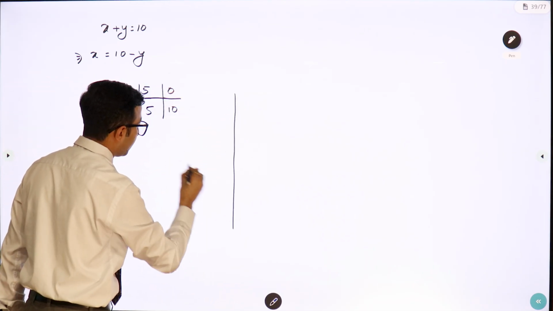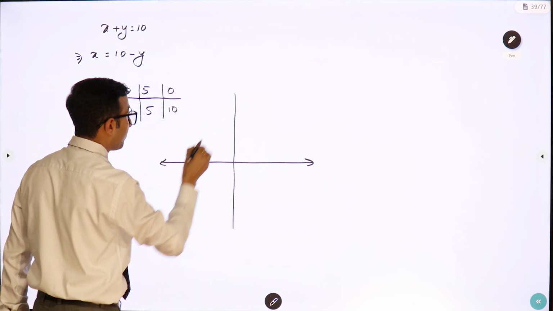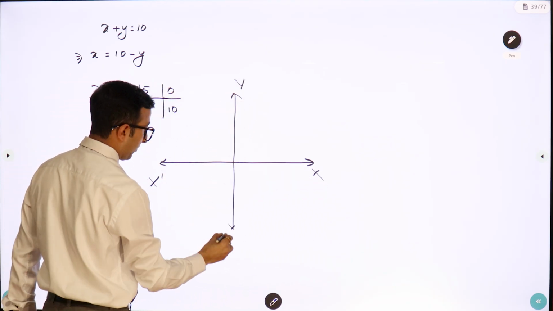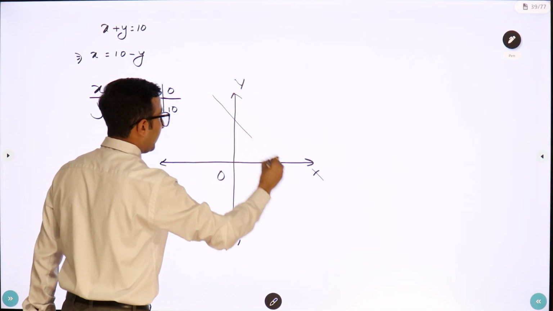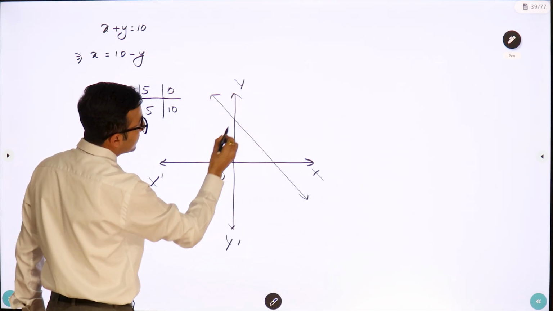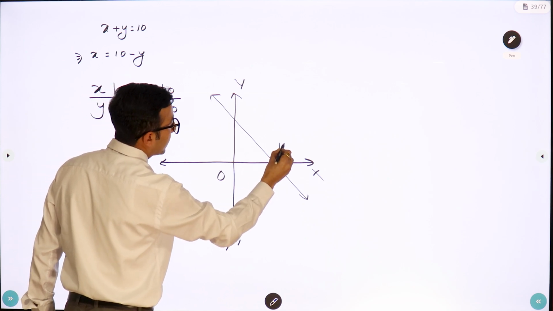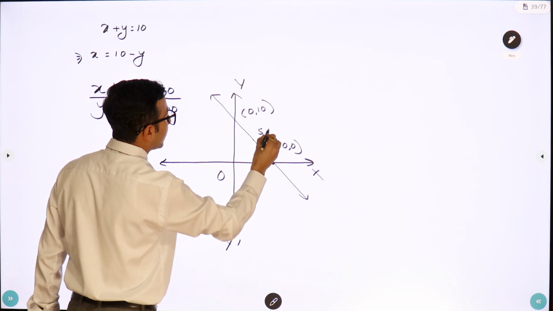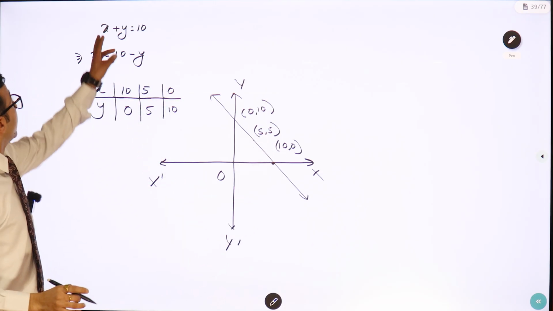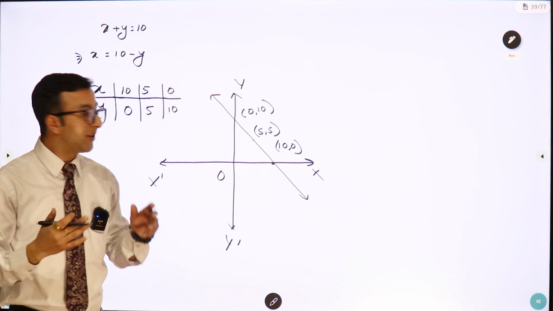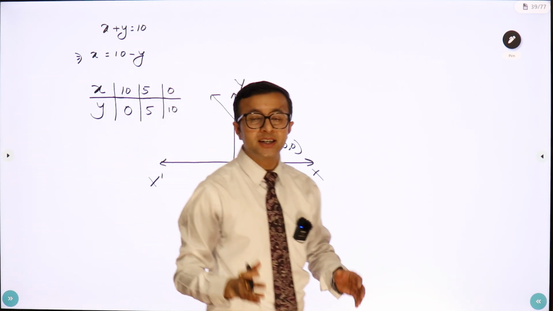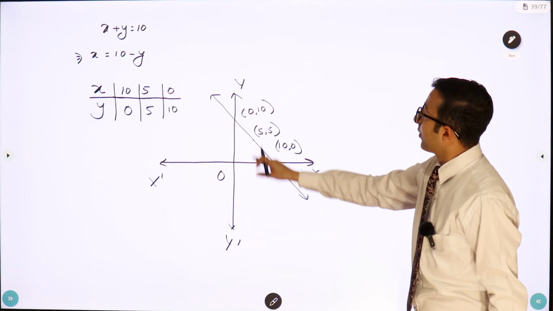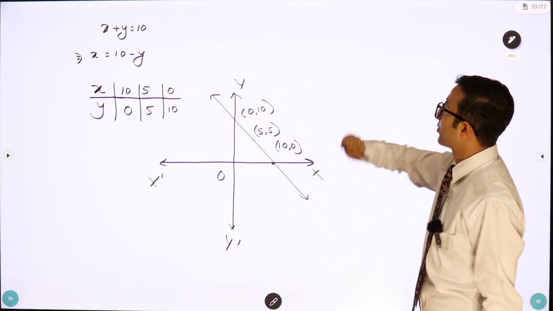Now if you try to trace this on a plain graph paper with these axes, you will get a line just like this. It means one of the points is 10 comma 0, another is 0 comma 10, and somewhere here you will get 5 comma 5. It means that this type of degree 1 equation represents a linear equation because it gives us a straight line.